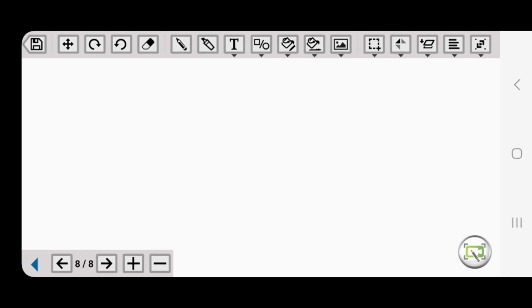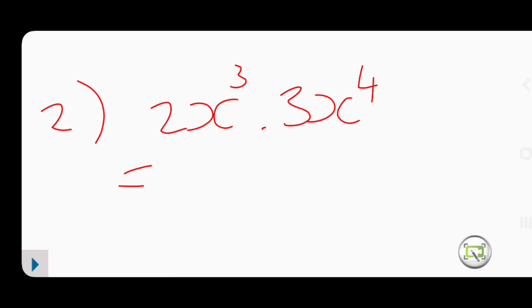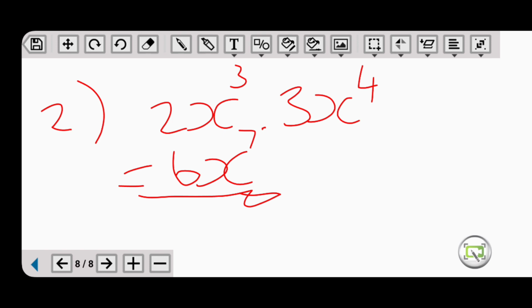Let's do another one. Right, 2x cubed times 3x to the power of 4. All right, I'm first going to simplify the numbers. So it's just plain 2 times 3. That little dot means times, and that is 6. And then we're going to look at the x's. 3 plus 4 is 7. There you go. As simple as that.